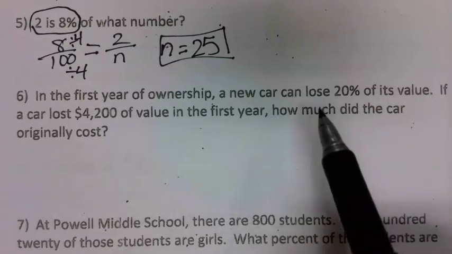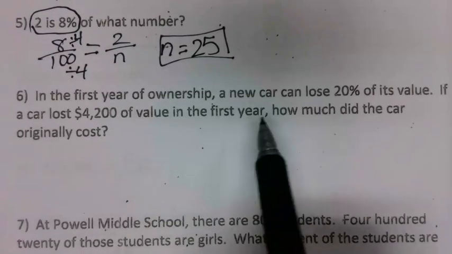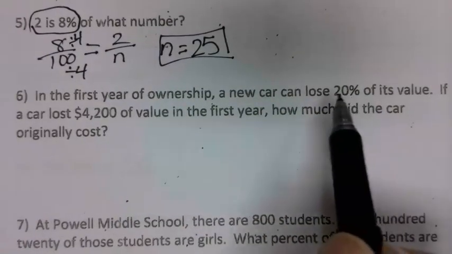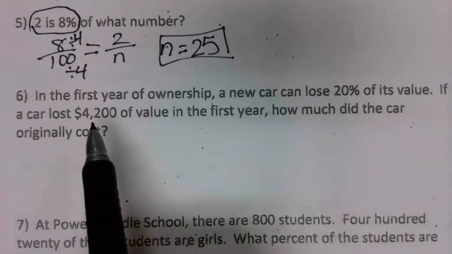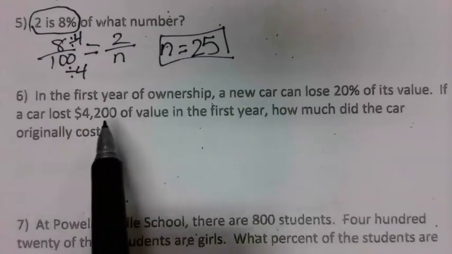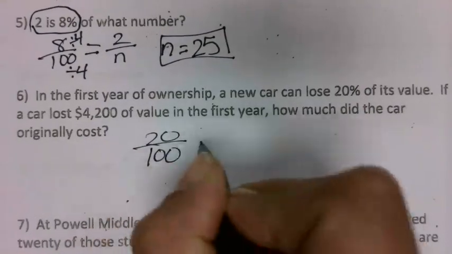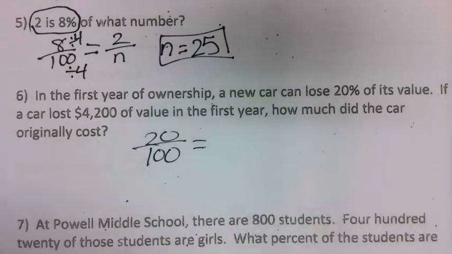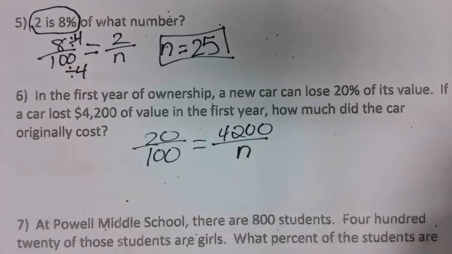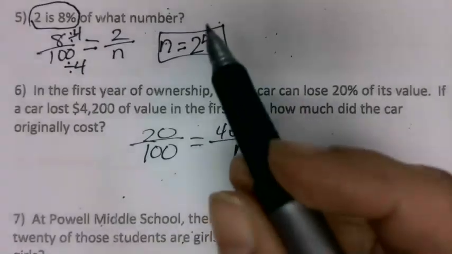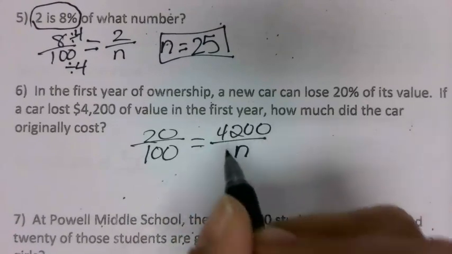Okay, well, first of all, it tells me that's 20%. The car can lose 20% of value the first year. So this must be my 20%. The value of 20% for this is going to be 4,200. So I know that is going to be my part of the whole. So I'm going to do 20 over 100, because remember my percent over 100. And then I know it's 4,200 over a number I don't know. Well, I need to figure out 20 times what equals 4,200.